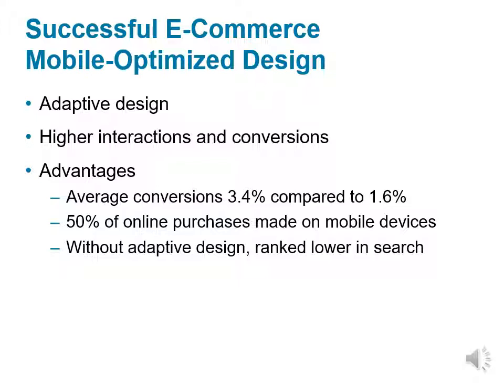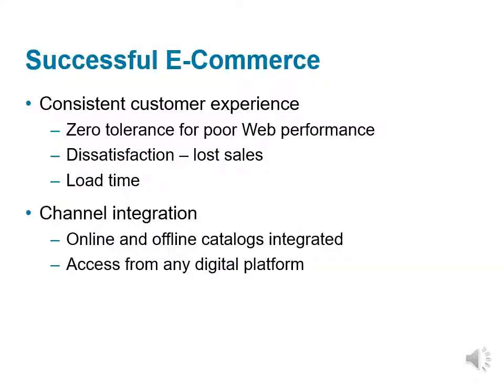Successful e-commerce sites are mobile optimized with adaptive design, which automatically adjusts to the screen size. Mobile optimized designs have a higher conversion rate, 3.4% compared to 1.6%. About 50% of consumers making online purchases do so on a mobile device. Research found that websites without adaptive design ranked lower on searches.